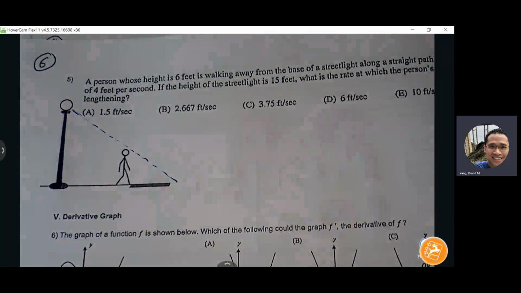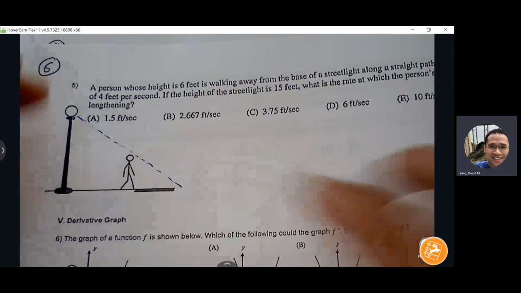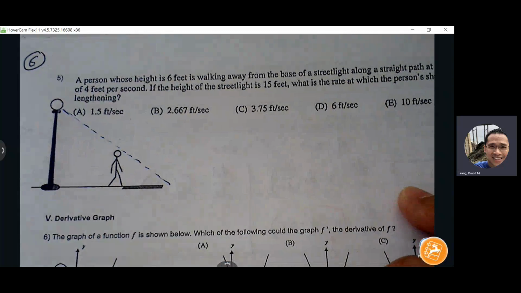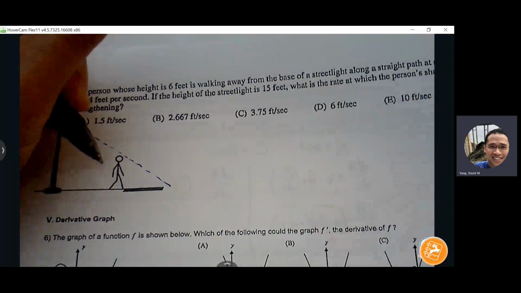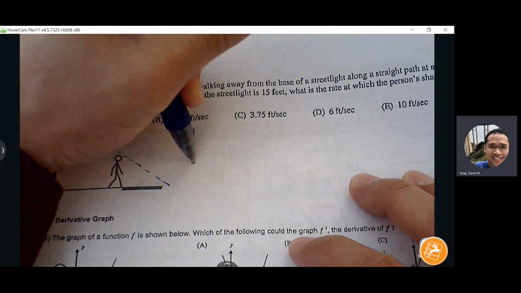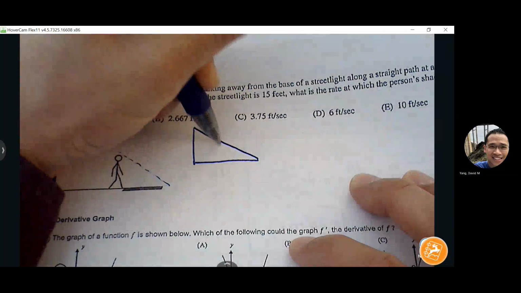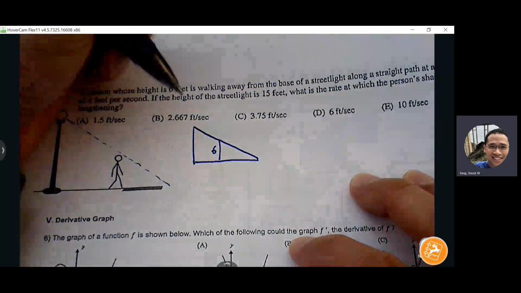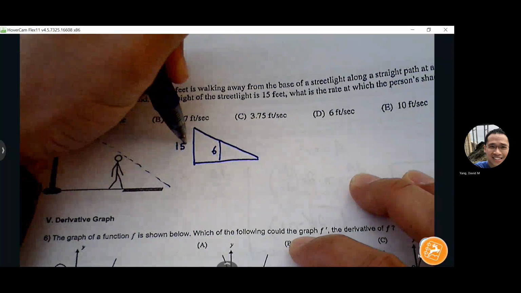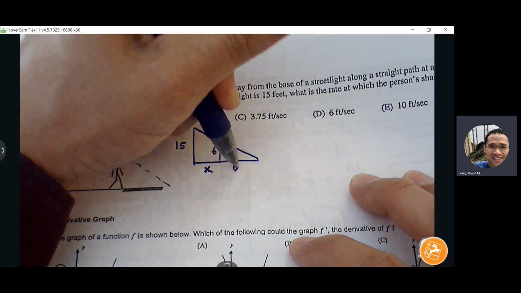Now, the way that I organize my variables here, the person's height and the lamppost are set, those are constants. So we have 6. Let me redraw the triangle so we can have everything in a nice diagram here. So we have 6, and we have the street light, which is 15 feet. Now, I like to go through this format here. I call this X, and I call this Y.